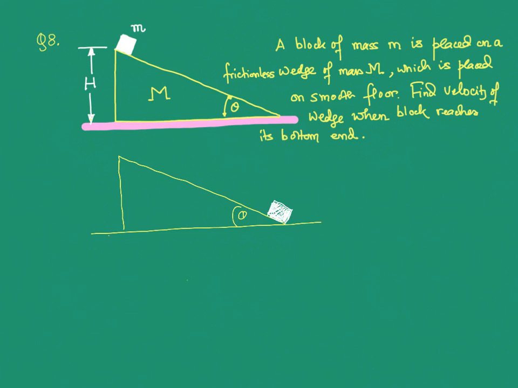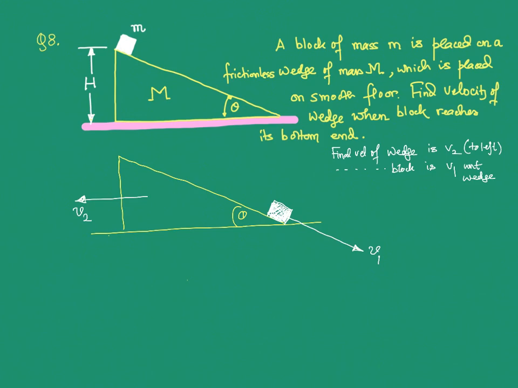Say the final velocity of the wedge be v2 and the final velocity of the block be v1 relative to the wedge. Remember that v1 is not the absolute velocity, it is the relative velocity. So the final velocity of the wedge is v2 to the left, and the final velocity of the block is v1 with respect to the wedge, as in the figure.